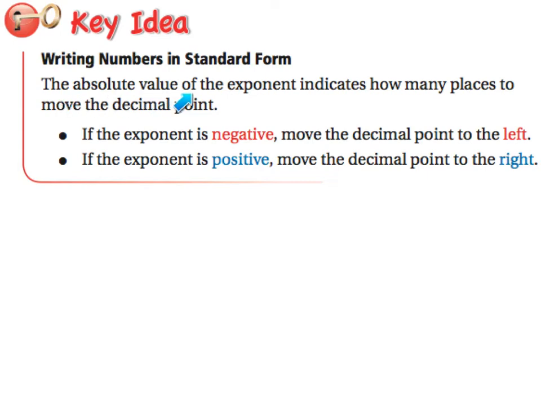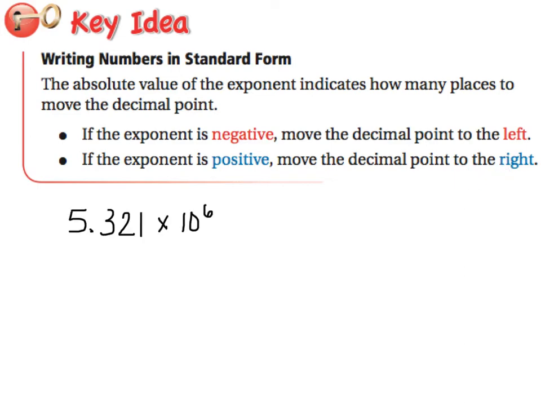The absolute value of the exponent indicates how many places to move the decimal point. If the exponent is negative, you're going to move the decimal point to the left. If the exponent is positive, you're going to move the decimal point to the right.